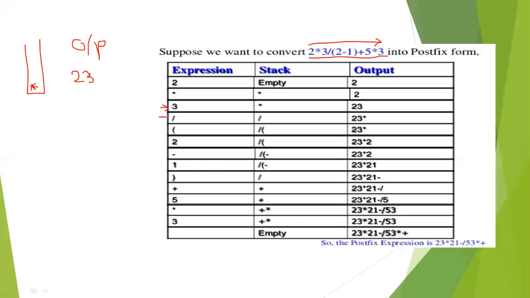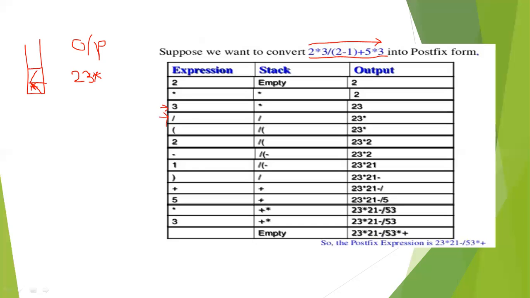Now the next character is an operator. If it is an operator, we have to push it onto the stack top. But while pushing, it should follow the BODMAS rule. Multiplication and division have the same priority. So what we need to do is first pop this multiplication operator and append it to the output string. Now there will be nothing on the stack, and after that we push this division operator onto the stack.